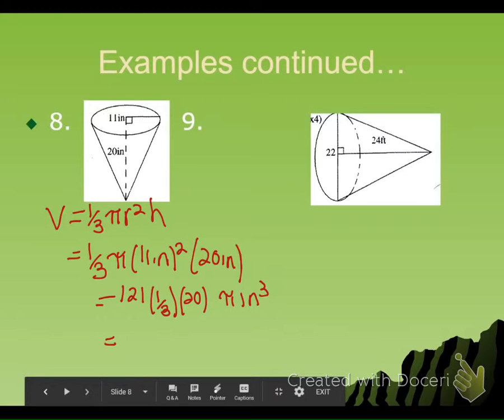806.7. You guys agree? I don't know. Okay, pi inches cubed.